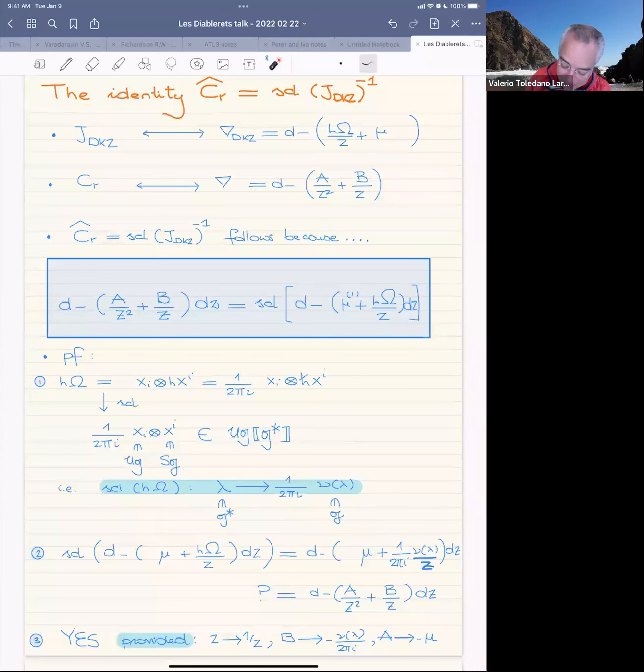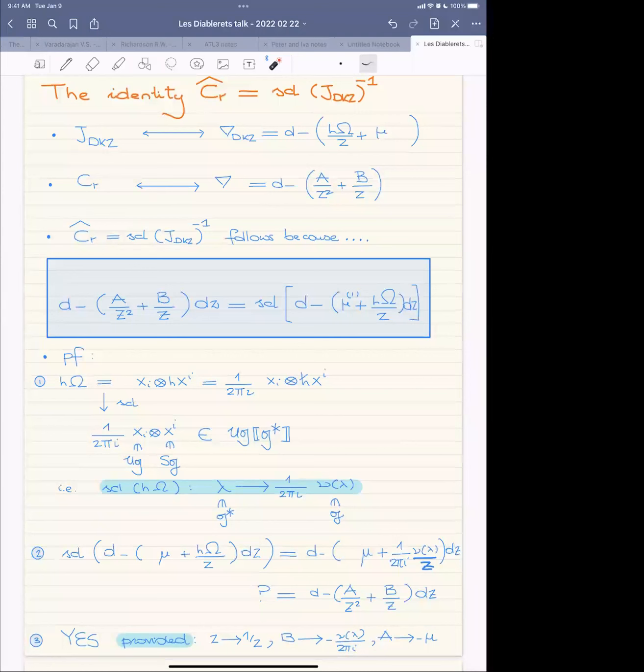So that B, you should think of this as a function, if you like, from maybe G to G, right? And likewise, the semi-classical limit of that is another function from G star to G, and those are the same once you identify G and G star appropriately. Okay, thank you. Any other questions?